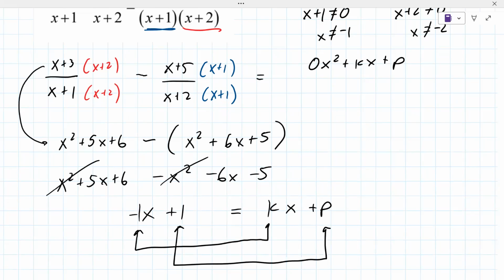Does that make sense to you? I think that's what I did too. So you should get k equals 1.